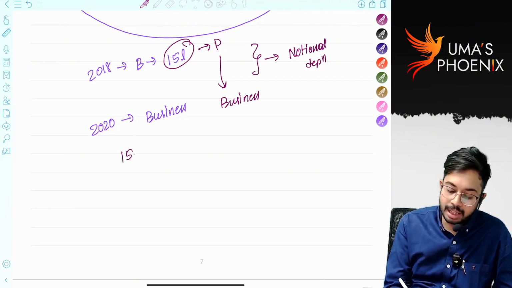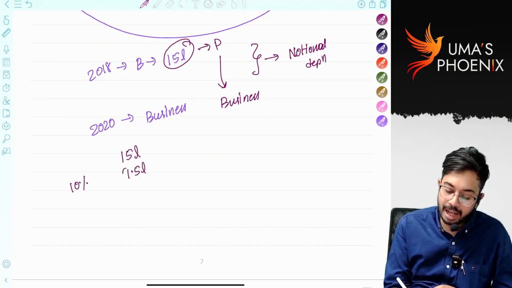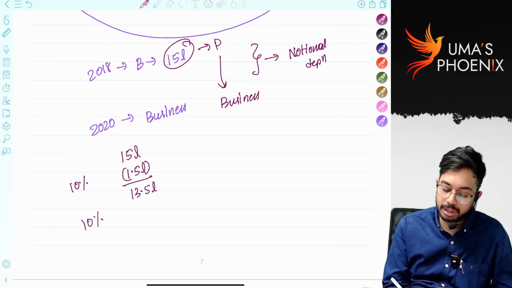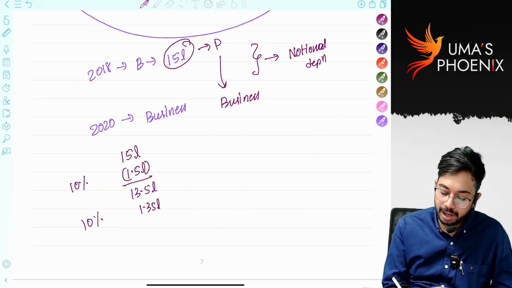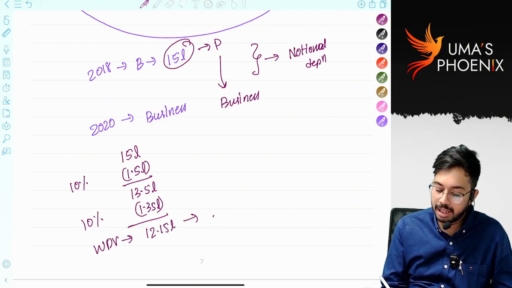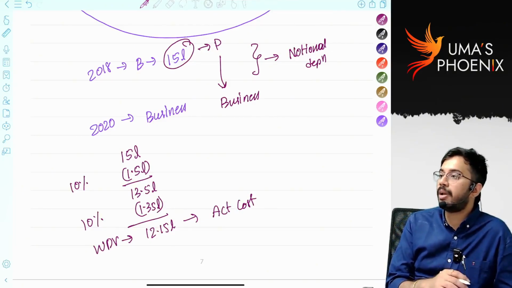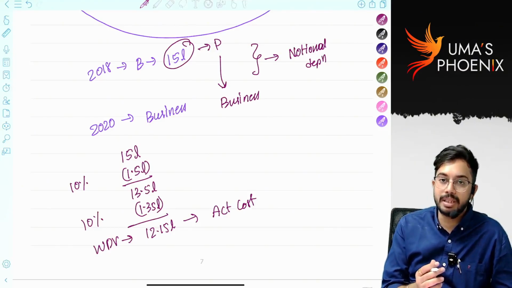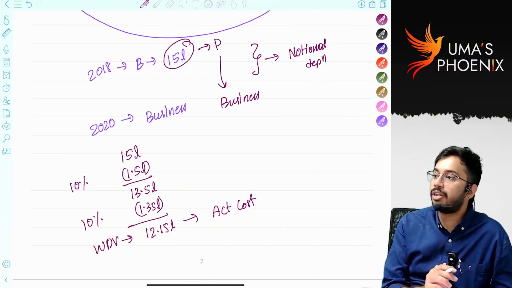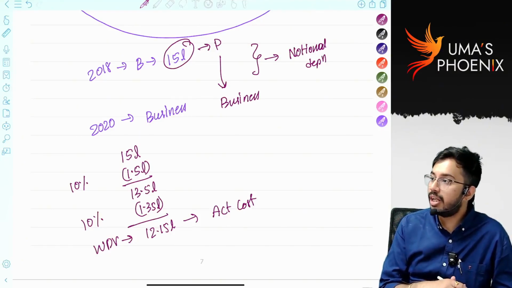Okay, let's say 2 years are there, 10% depreciation on building, right? 1.5 lakhs, balance 13.5 lakhs. Second year 10%, how much? 1.35 lakhs. How much is written down value? 12.15 lakhs. This is to be considered as actual cost. So whenever a building previously used for personal purpose is brought into the business, the actual cost of the building is equal to original cost minus notional depreciation.